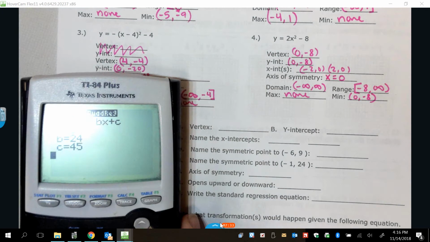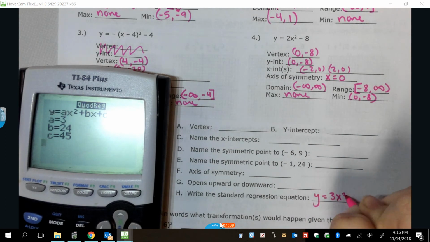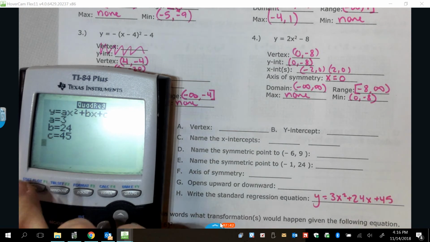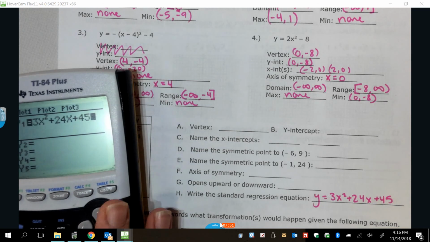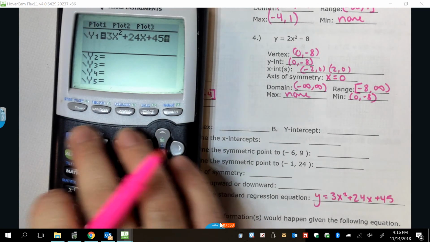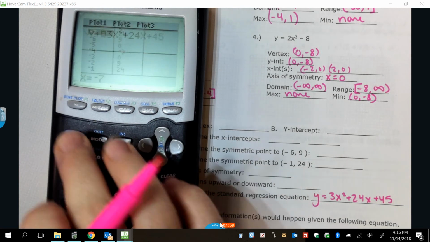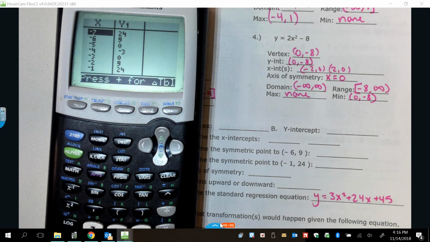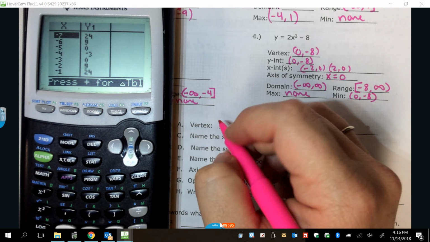And here's my equation. So a standard form equation is y equals 3x squared plus 24x plus 45. I'm going to type that in my y equals and find my whole table. Or graph, sorry. So find my rainbow, there it is. Okay, my vertex is in the middle of that. So (-4, -3).